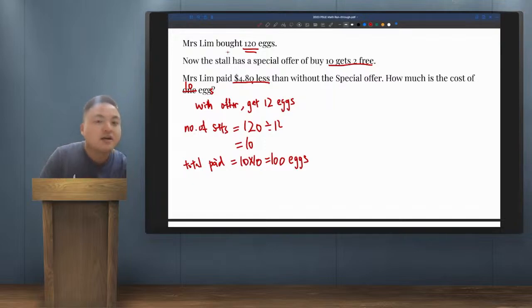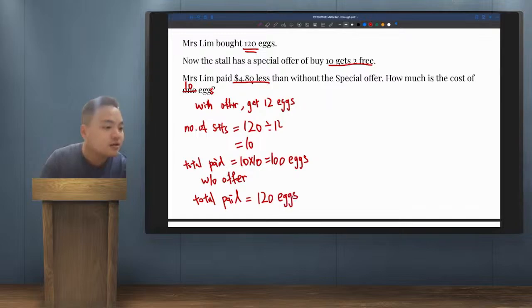However, without the special promo, without the offer, she will pay for 120 eggs. So if you compare the two, 20 eggs will cost $4.80, because they say Mrs. Lim paid $4.80 less. So 20 eggs equal to $4.80. So I am able to calculate 1 egg.